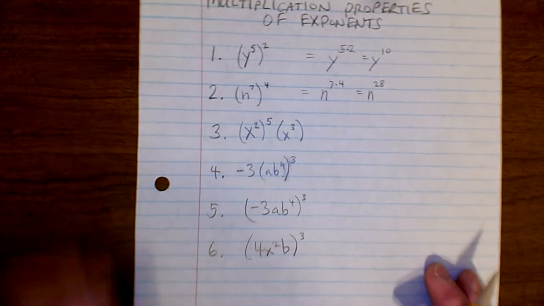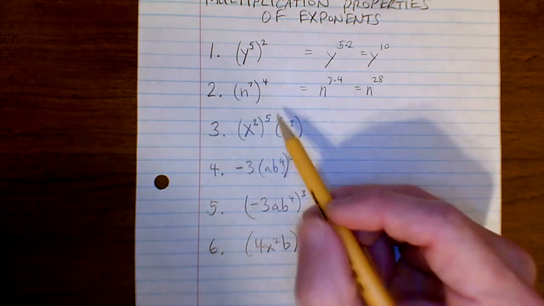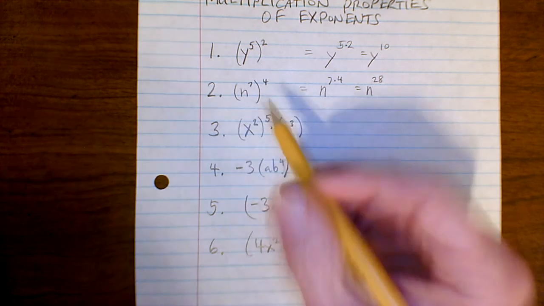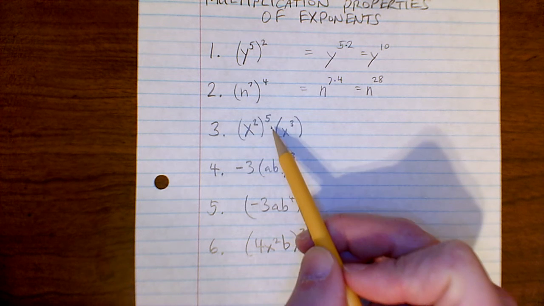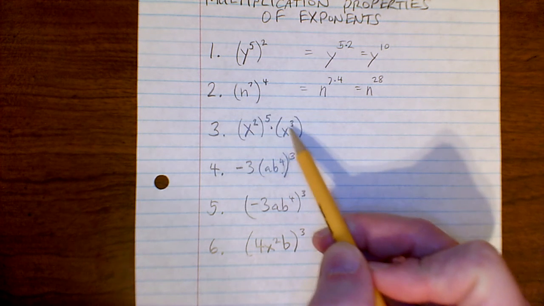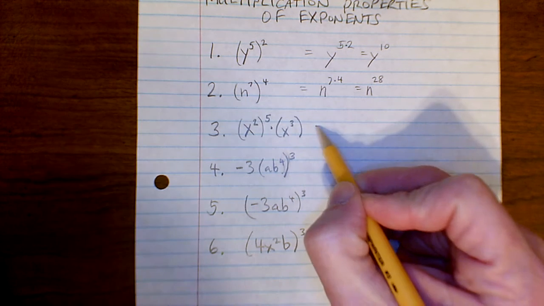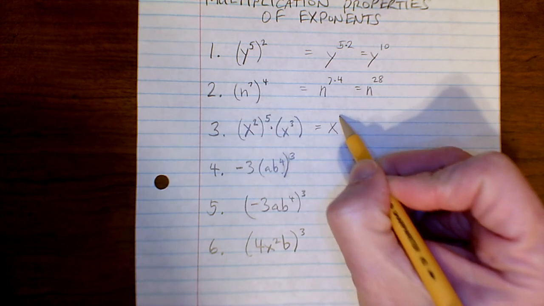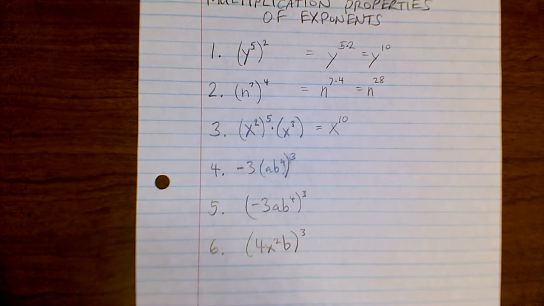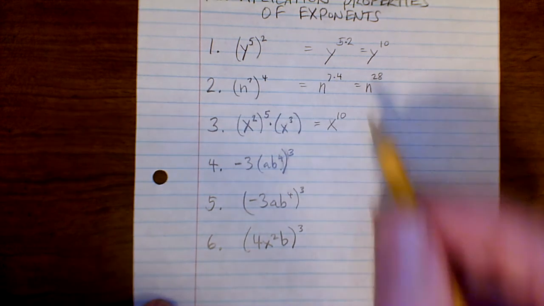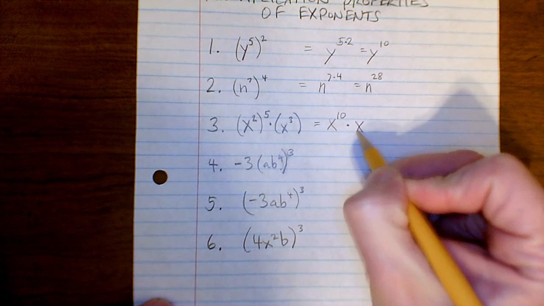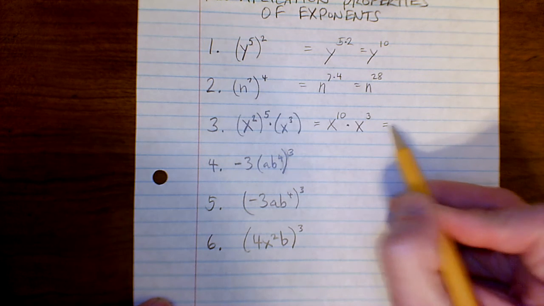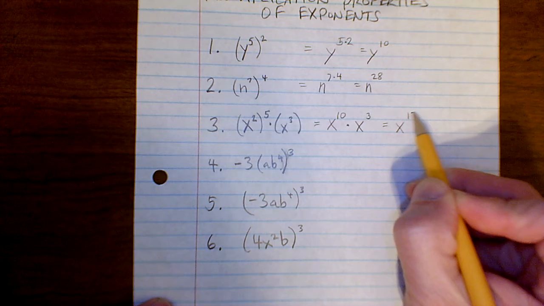Okay, the next example, we've got two different things going on here. We've got a power raised to a power, and then we're going to multiply it by the same base. So let's do it in two parts. The first part, multiply these two together, we get x to the 10th, and we still have to multiply that by x to the 3rd, so we add those two and we get x to the 13th.